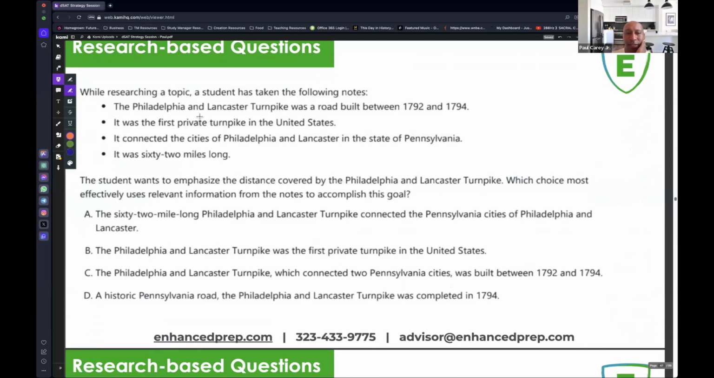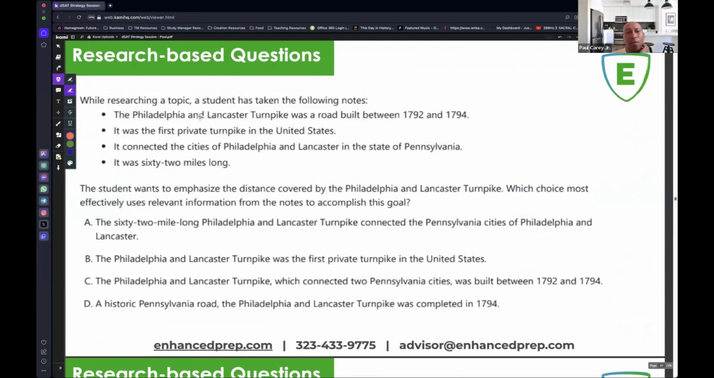So let's check out this question. This is something that's new to the SAT, these research-based questions. What they're going to do is give you different amounts of information, and then ask you a specific question about those. And we want to make sure that we're thinking, again, what do we think it is first before anything else? Okay? So the question says, the student wants to emphasize the distance covered by the Philadelphia Lancaster Turnpike. Which choice most effectively uses the relevant information from the notes to accomplish this goal?